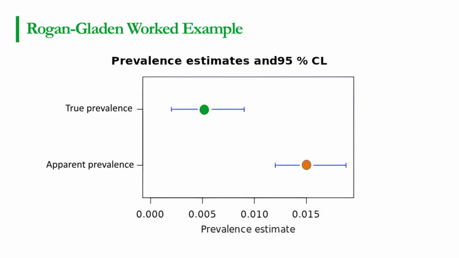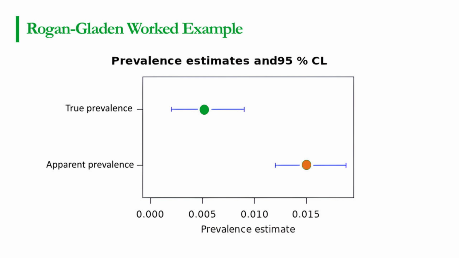The plot provides a visual summary of what the Rogan-Gladen correction is doing. Two estimates are shown: apparent prevalence around 0.015 and true prevalence around 0.005, each with a horizontal 95% confidence interval. The separation between the two points is the cost of imperfect specificity in low-prevalence surveillance. The confidence intervals matter. They remind us that prevalence estimation is not just about point estimates. It is also about precision.